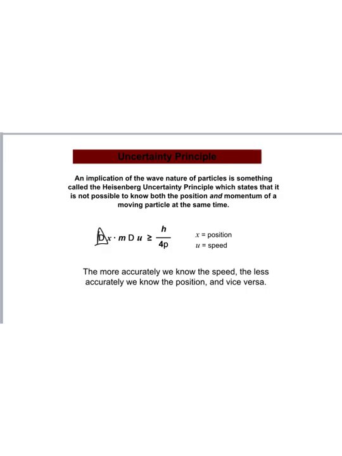Now this gets super theoretical, and I don't know if they talked about it in your class, but there is something called the Heisenberg uncertainty principle. This is an implication of the wave nature of particles, which states that it's not possible to know both the position and momentum of a moving particle at the same time. The more accurately you know the speed of something, the less accurately you know the position, and vice versa. Here's what we mean by that.